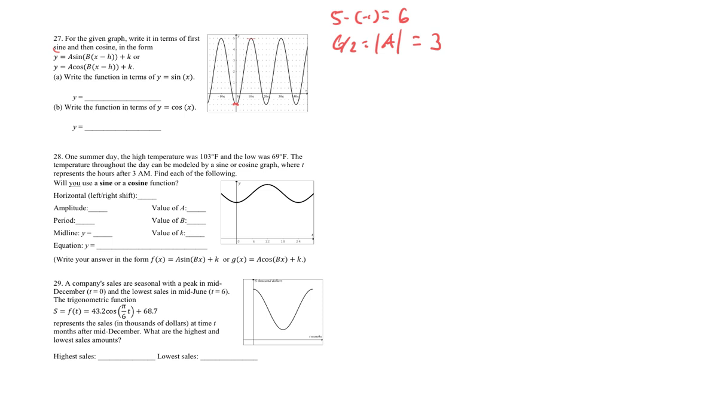Then we're going to look at shifting vertically. We can see that it has been shifted up 2 units, because that's where the midpoint is. So that'd be our K value is 2.